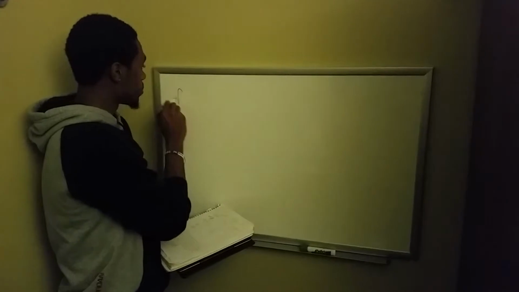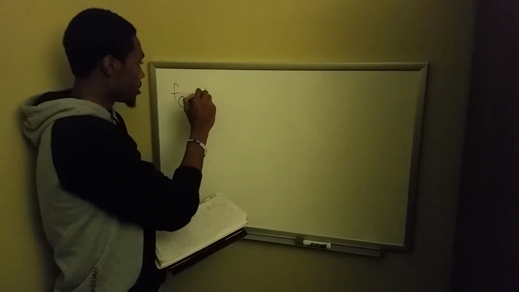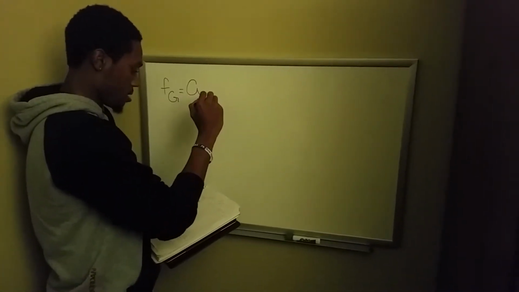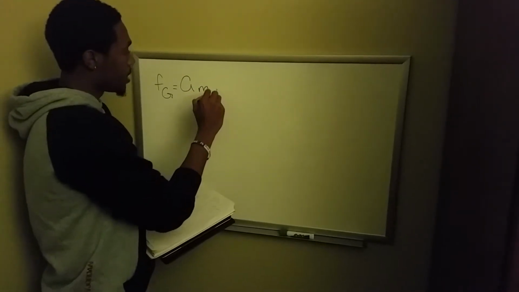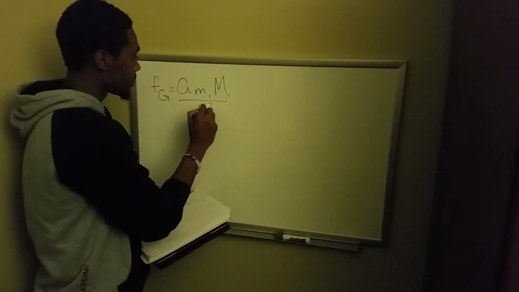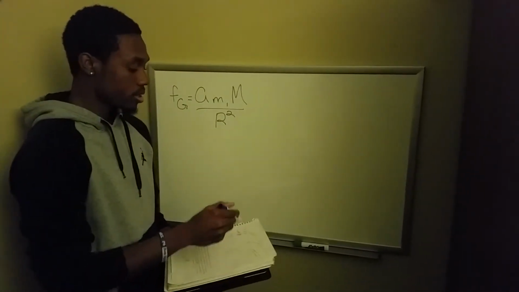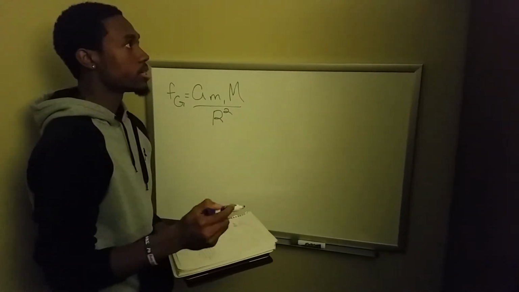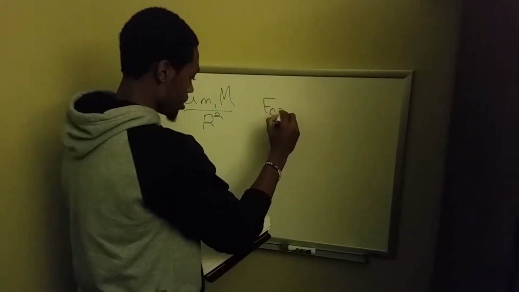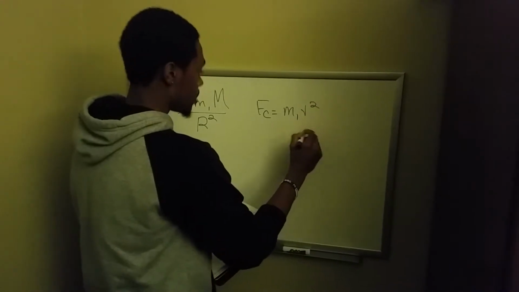I want to use the gravitational force that will be acting on the star, which is going to equal the G constant times the mass of the star times the mass of the galaxy over r squared. And I also want to use the centripetal force, since that's the force needed to keep the star in its orbit, which is Fc equal to the mass of the star times velocity squared divided by r.